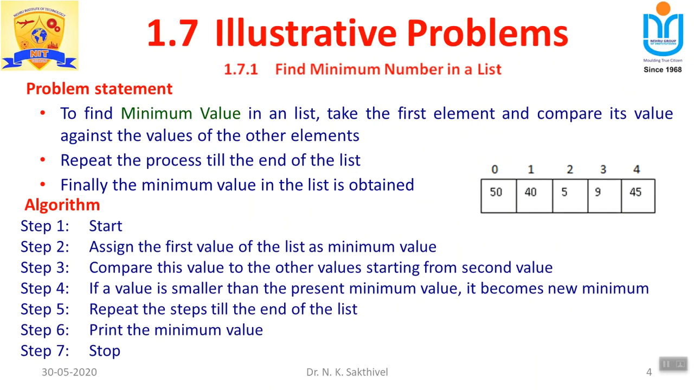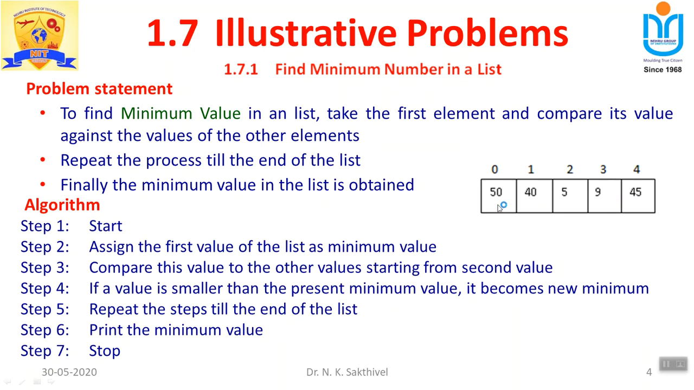The first one is a procedure to find the minimum number in the list. Let us consider it is an array. In this array, the numbers are all stored like this. It is just an example I have given. In index 0, 50 is stored and 140 is stored and so on. Four numbers are stored here. Our problem statement is to find the minimum value in a list, take the first element and compare its value against the values of the other elements.